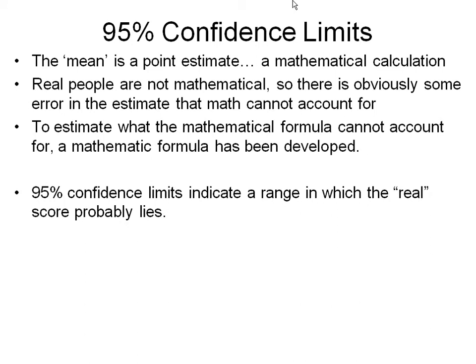So what we're going to do is use a student's t-test. The 95% confidence limits indicate the range in which the real score probably lies, right? So we've got a mean estimate, and then we're going to put a 95% confidence limit on that in order to sort out where the likely range is. So we've got a mean estimate of 6%, but it could be anywhere between 4 and 8%.